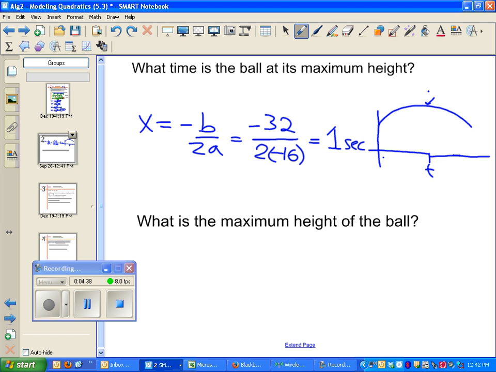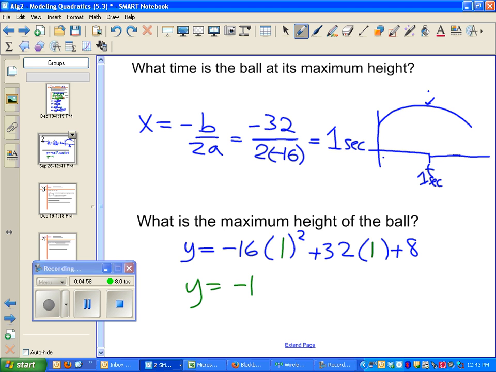And then to find the actual maximum height, so this is 1 second, we are going to plug 1 in for our t's. So we're going to get y is equal to negative 16 times 1 squared plus 32 times 1 plus 8. So when I plug 1 in and simplify, I get negative 16 plus 32 plus 8. And so when I simplify that, I get 24 feet.